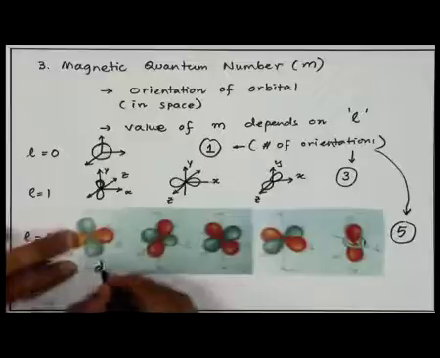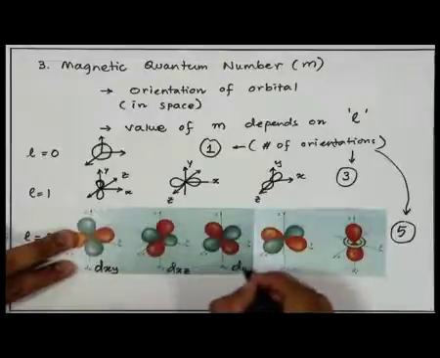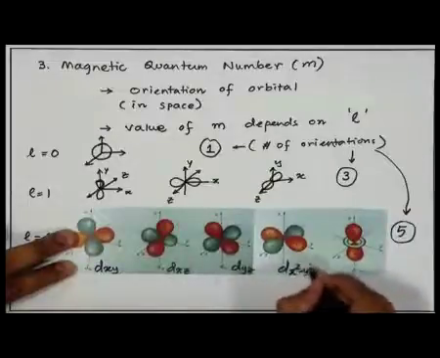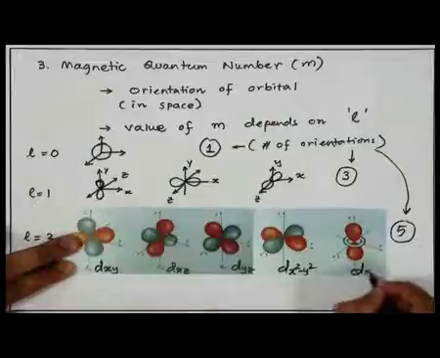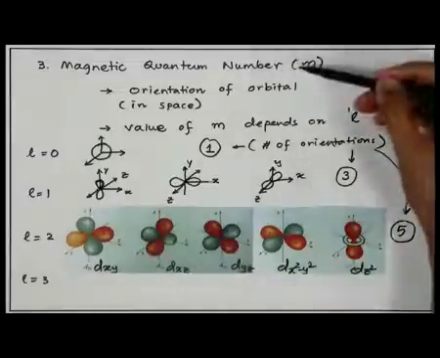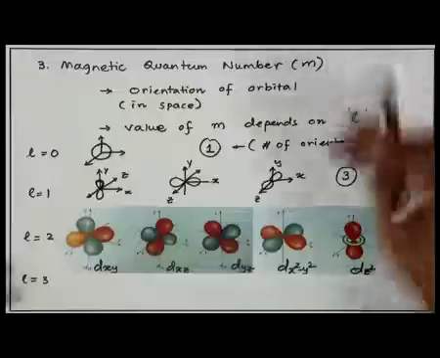So, this is dxy, dxz, dyz, dx square minus y square, dz square. So, there are 5 different ways that the d orbitals can orient. So, this magnetic quantum number tells what is the orientation of the orbital that I am interested in.